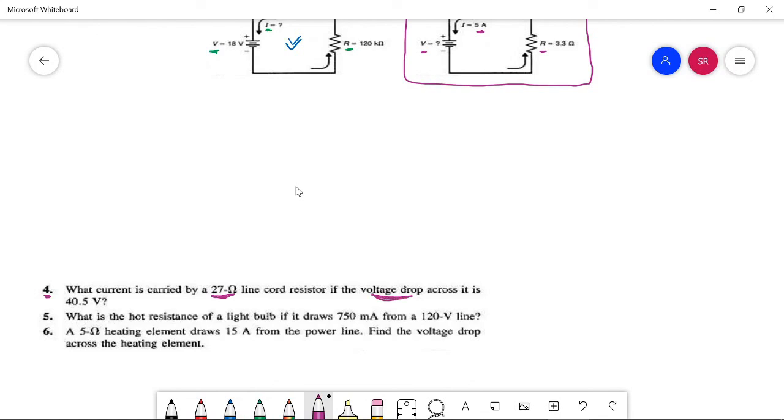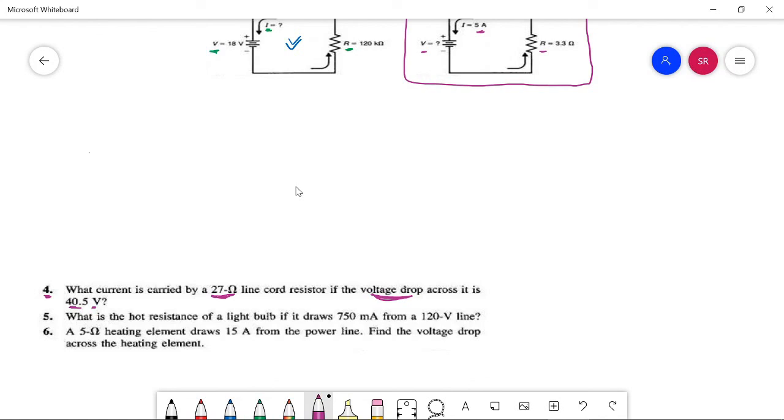If the voltage drop across it is 40.5 volts, right? Another value, the unit. Voltage drop, what does voltage drop mean? Voltage drop just means voltage, the fancy way of saying voltage. So when you see the word voltage drop, they want to know the voltage or they're giving you the voltage. It's one of those two things. Let's do the given and find method.